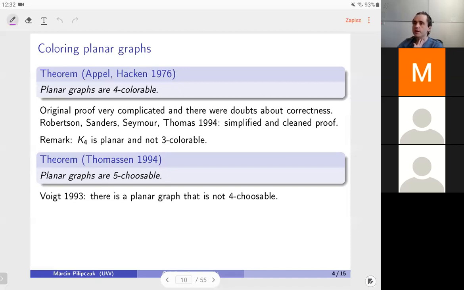Planar graphs are 5-choosable. And there is a matching example, which is way more complicated than K4. I decided it doesn't make sense to discuss it here in detail because it's a few-page construction with analysis of a planar graph that is not 4-choosable. So 5 is optimal here. There are planar graphs that are not 4-choosable.